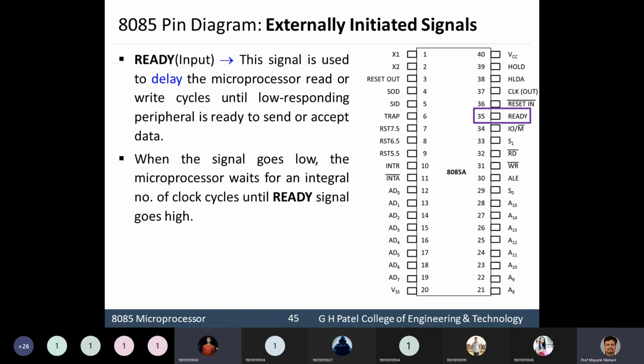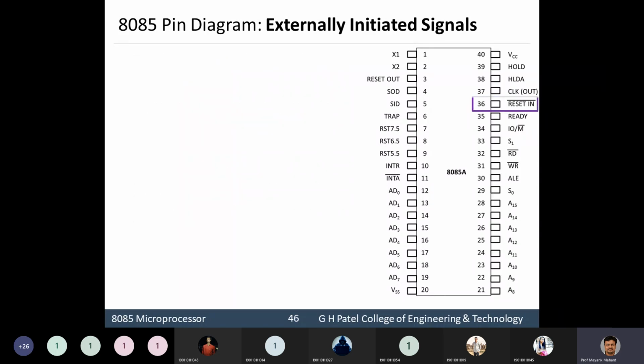When the signal goes low, the microprocessor waits for an internal number of clock cycles until the ready signal becomes high. So it is predefined that this many clock cycles it must wait until the ready signal once again goes to the high value. Okay. Yes, anyone wants to ask anything? Okay, let's move further.